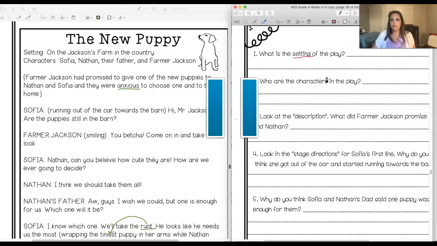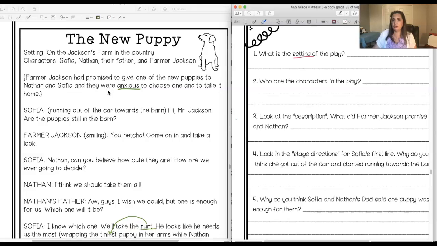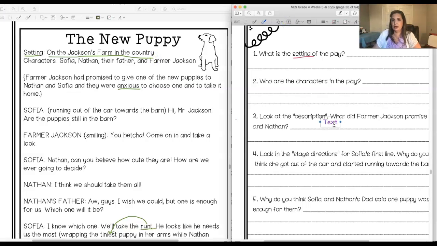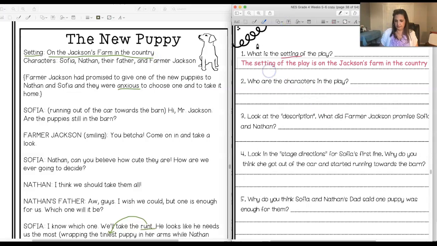So I want you to push pause, read your drama, and see if you can figure out where is the setting. And when you're finished, push play. Okay, so the cool thing about a drama or a play is it usually will tell you right away. See right here, it says setting. Where it's a setting on the Jackson's farm in the country. So you literally can just write that. That's it. Done.